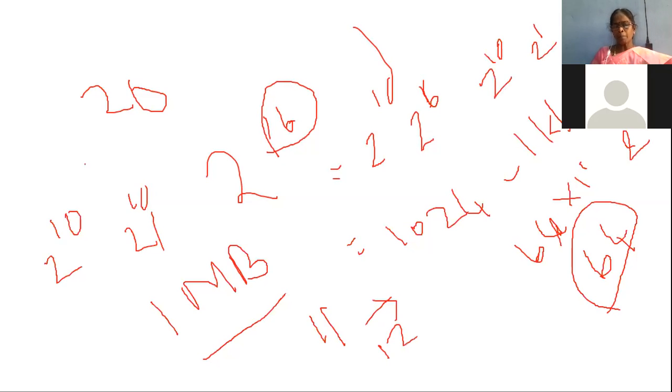If I give the number of address lines, you can find the memory capacity. This memory capacity is a very important question which is asked in microprocessor as well as digital subjects. So this is the thing.